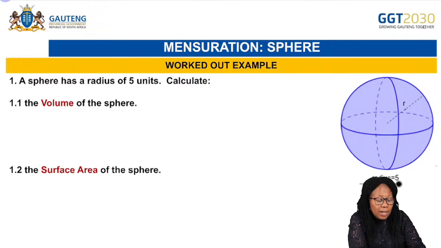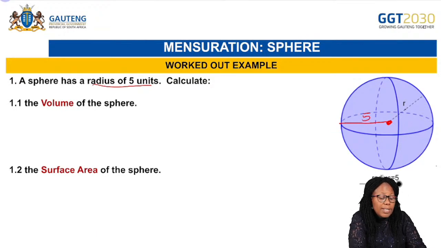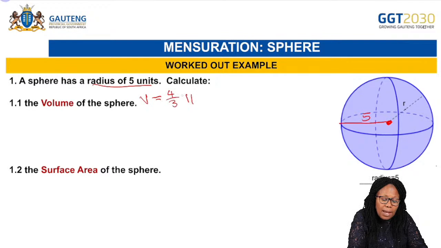We are given a sphere which has a radius of 5 units. That is 5. That means from center to that part, this is 5 units. And then now they say calculate the volume of the sphere. Remember, formulas will be given to you. Yours is to select the correct one. What is the formula for the volume of the sphere? That is equal to 4/3 pi r cubed now.